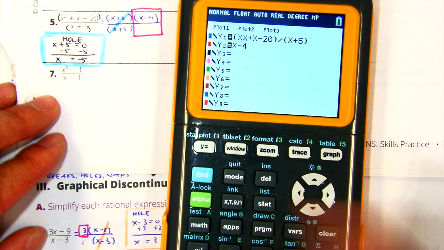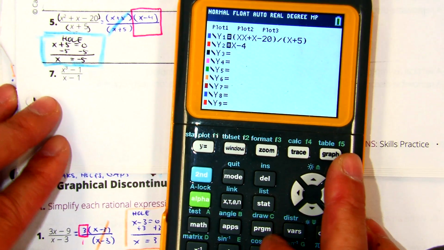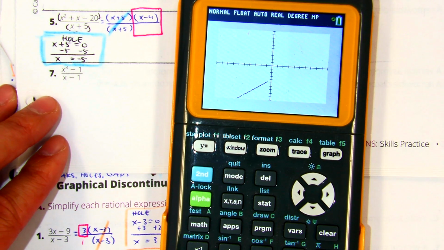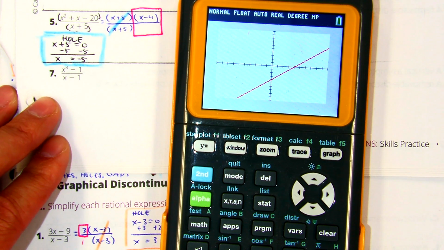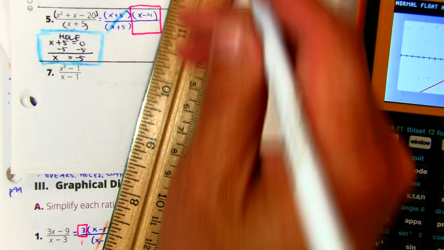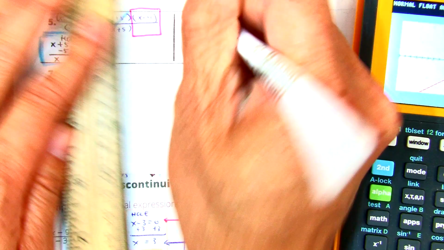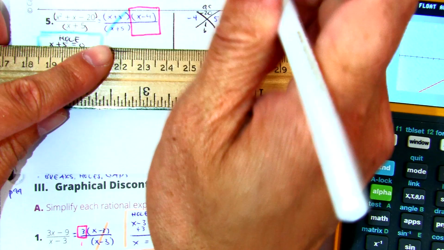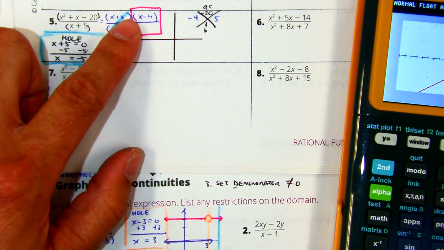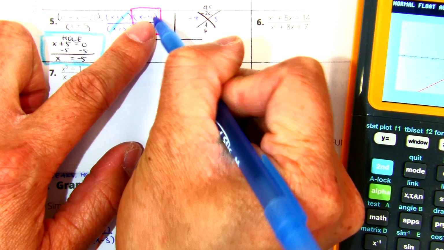Let's see what happens. Press graph, top right. Here's the first graph in blue. Here comes the second graph in red. And that's what our graph looks like. So let's go ahead and draw ourselves a quick sketch. Really what you're graphing is a linear function. Positive slope of 1, y-intercept of -4.